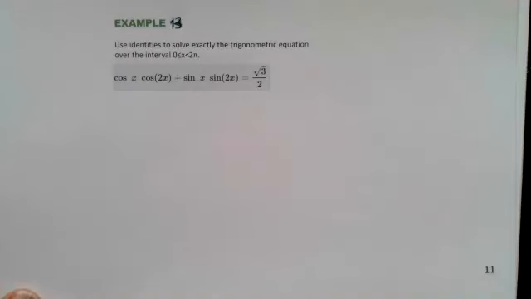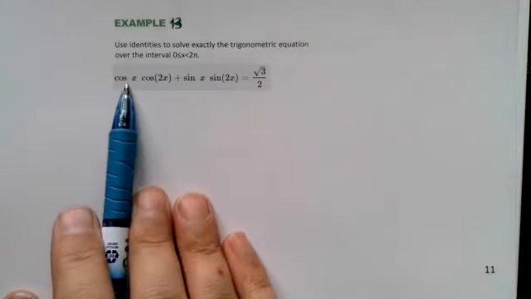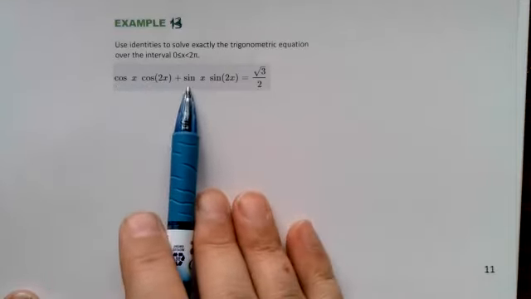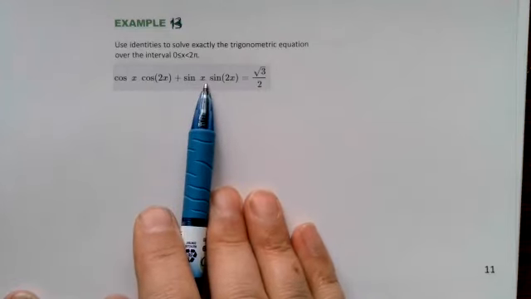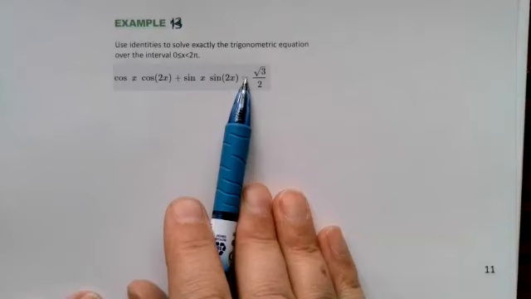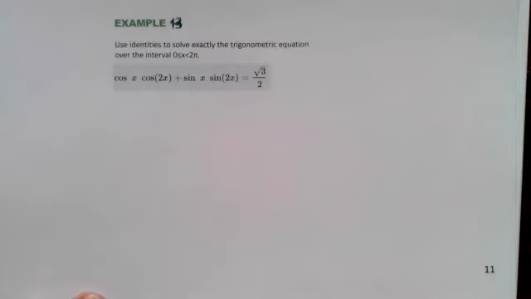In this video, we're going to address solving trigonometric equations with multiple angles, and that's example 13. So if you take a look at our problem, it says cosine x times cosine 2x, plus sine x multiplied by sine 2x, and this whole thing equals square root of 3 over 2. What do you think? How are we going to solve this problem?